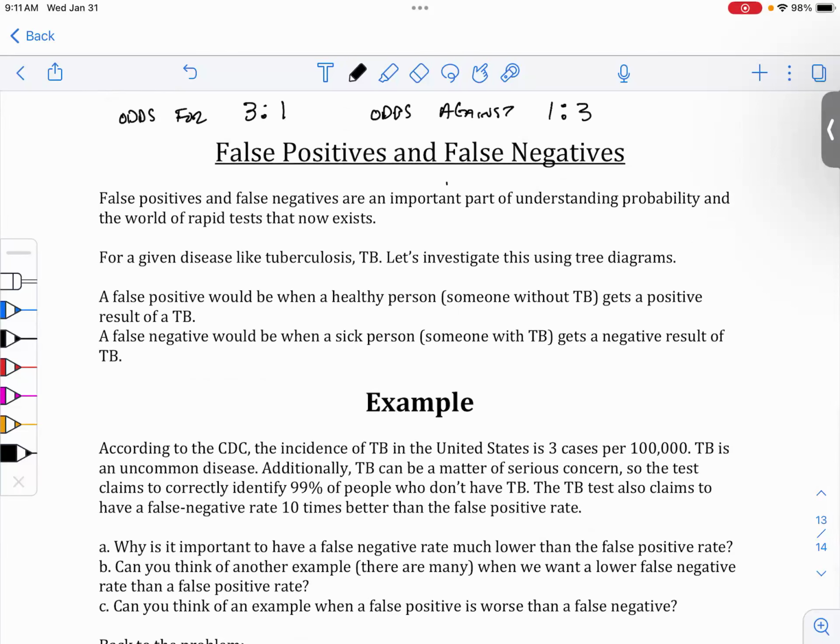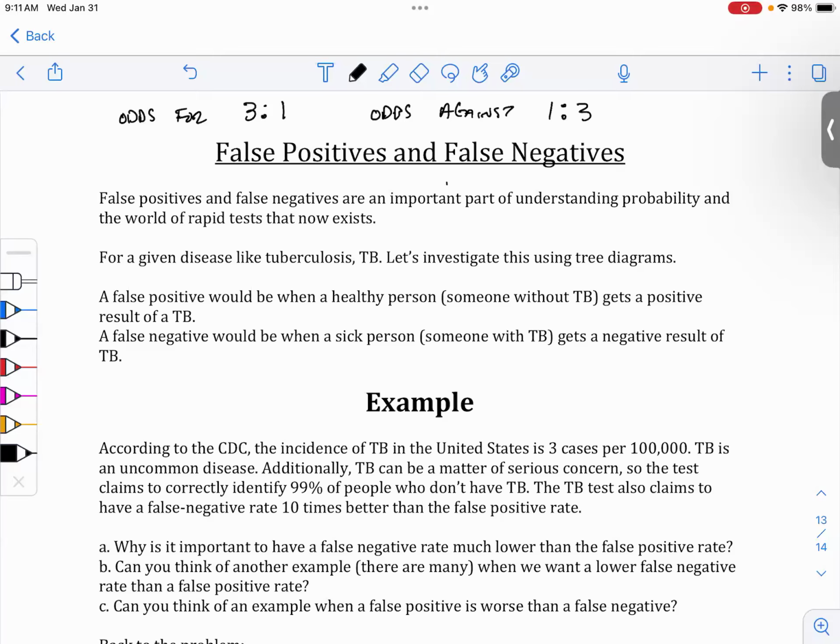All right, false positives and false negatives. This is one of the most important concepts that have come up. I mean, it's always been a big deal, but it's really come up heavily since COVID, all right? What is a false positive and what is a false negative? So, always good to look at an example for it.